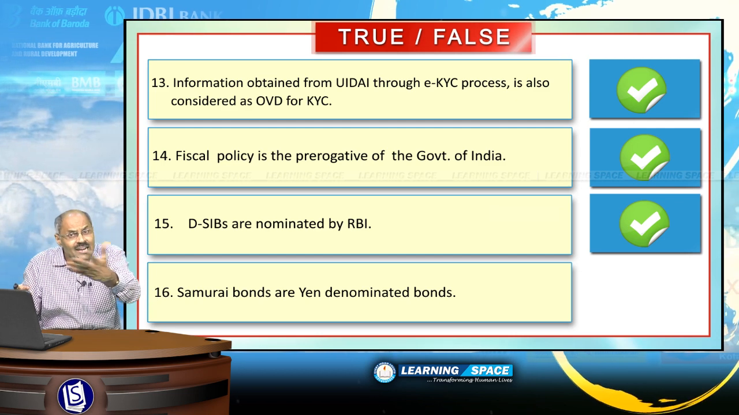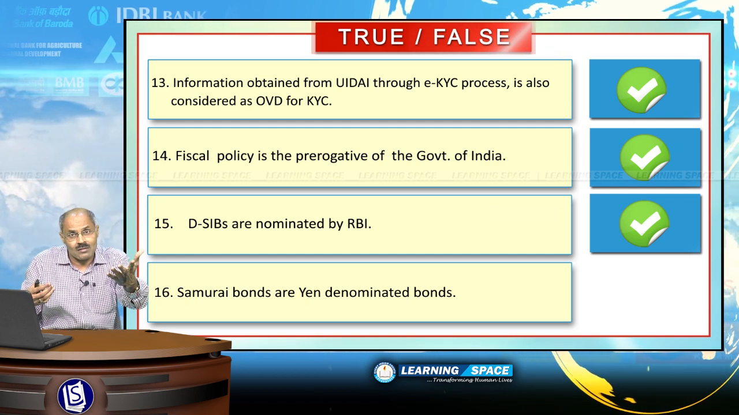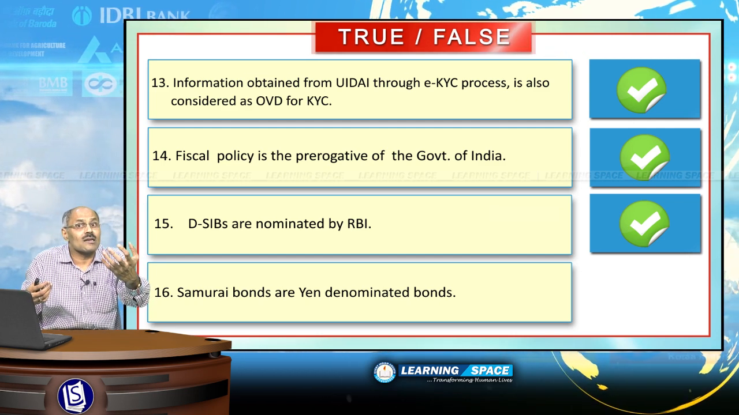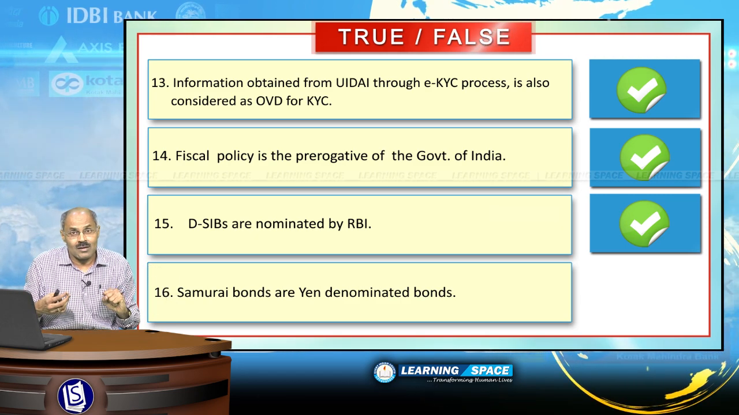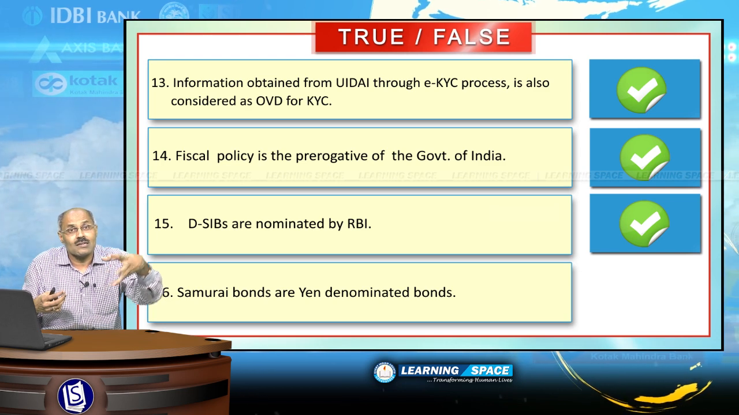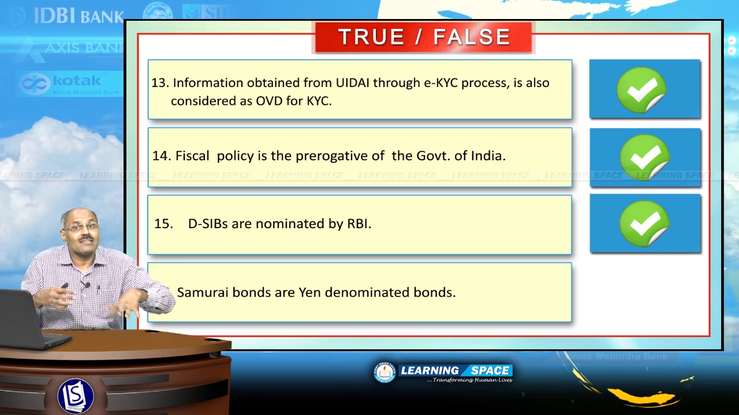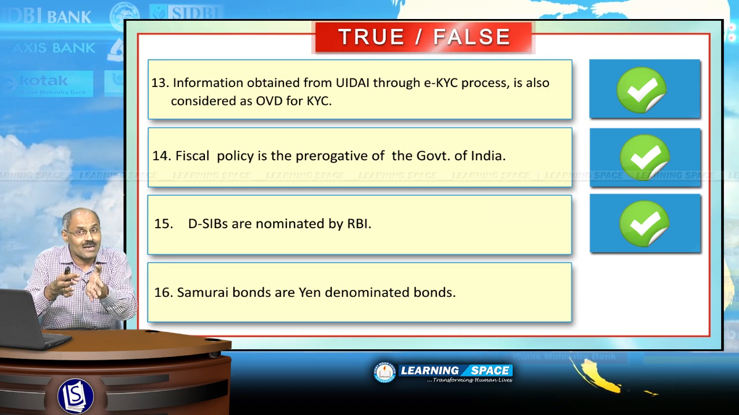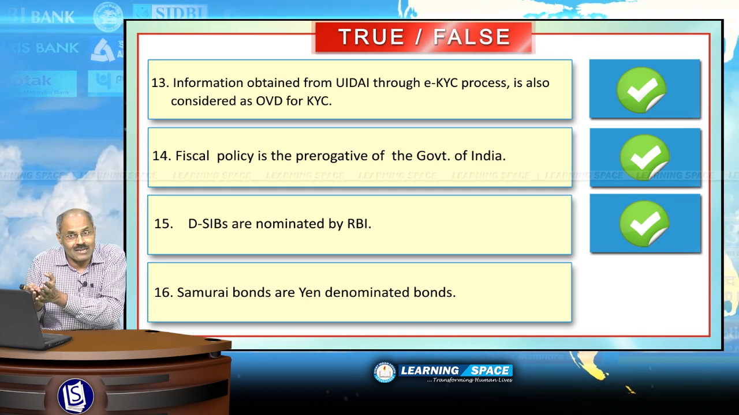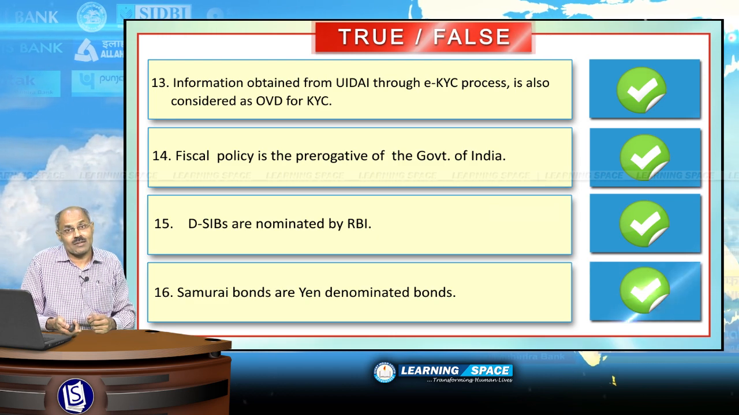Samurai bonds are yen denominated bonds. If the bonds are rupee denominated, the name is masala bonds. Yen denominated bonds are samurai bonds. Like that, it has its nomenclature when the bonds are released in one particular currency. So the given sentence is absolutely correct.